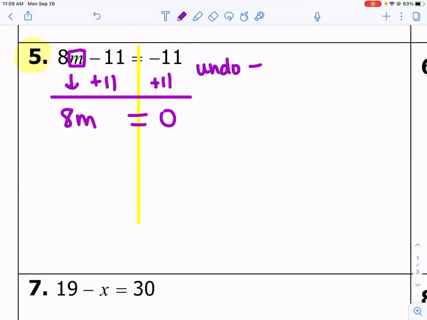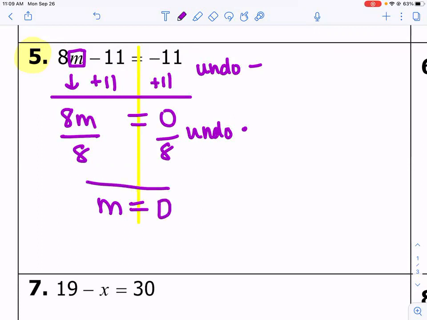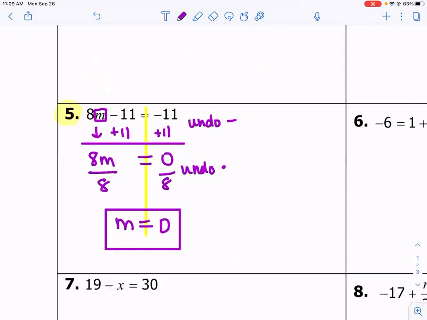Olivia, what is our next step? Okay, we need to undo the multiplication by dividing by 8. What's 0 divided by 8? 0. Cool. It was fun. Okay, so I'm feeling like you're feeling okay. Tyler, is that inaccurate? Okay, Denise is just totally over it back there.